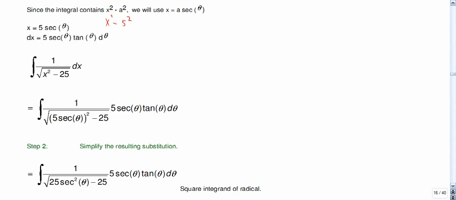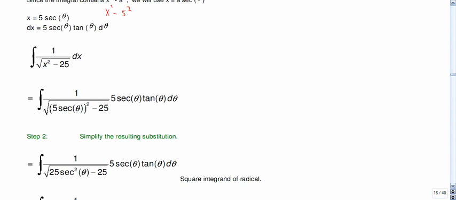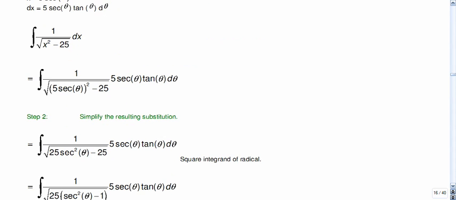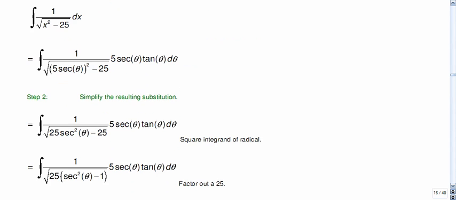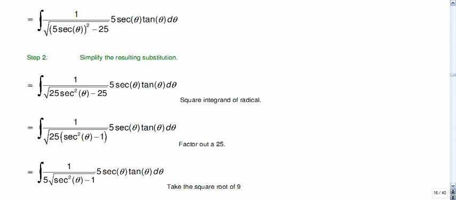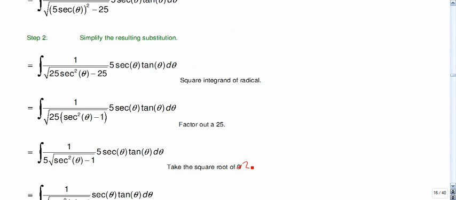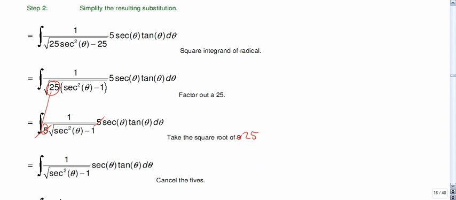through some algebra. Square what's under the radical to get me the 25 secant squared theta. Subtract the 25. Keep everything else the same. Factor out a 25. So I get 25 multiplied by secant squared theta minus 1 in the denominator in the radical. Take the square root of 25. And if I take the square root of 25, that gives me 5. And hopefully we know from what we did before, the 5s will cancel.